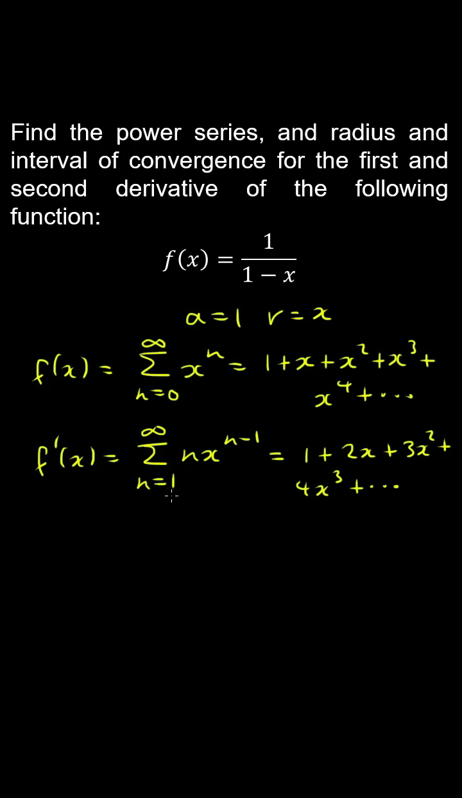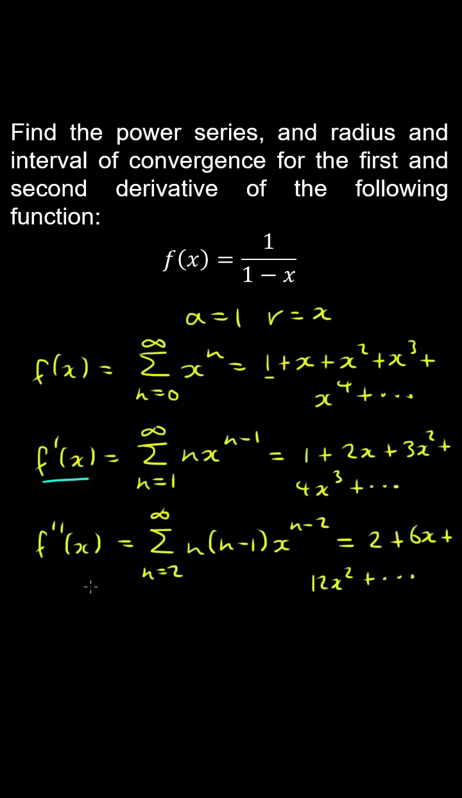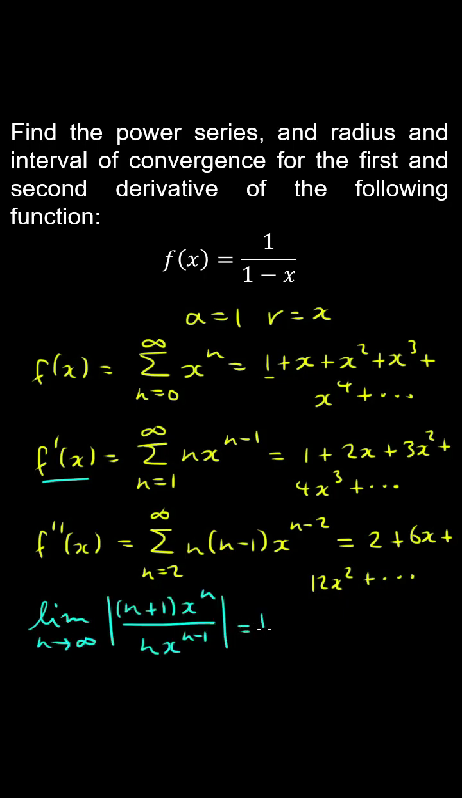And note that we take n equals 1 because this constant drops out. And differentiating again, we obtain a series for the second derivative. So we just use the power rule and differentiate term by term. And now we can test this derivative for absolute convergence using the ratio test, which gives the following result.